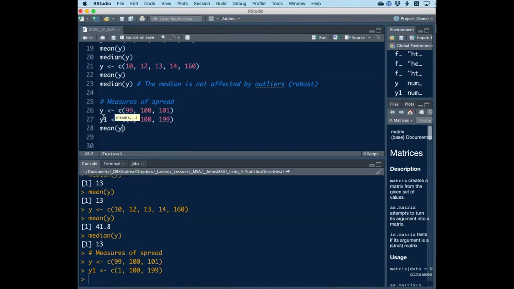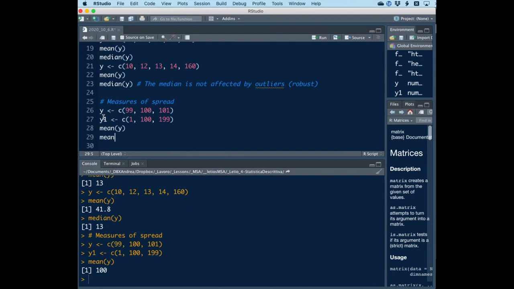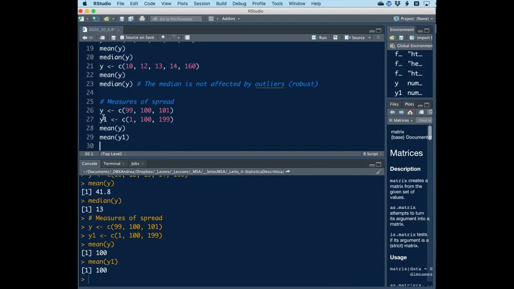You see that mean y is 100 and mean y1 is the same, 100. But you see that these two small groups are different because the first one has a very small spread and the second one has a very big spread. So describing the mean, or better, describing the central tendency of a data set is not enough. We also need to describe the spread.